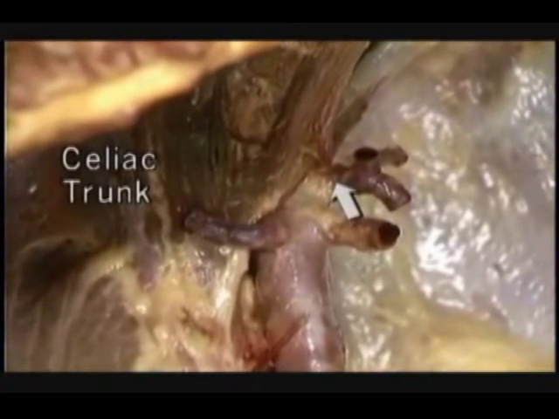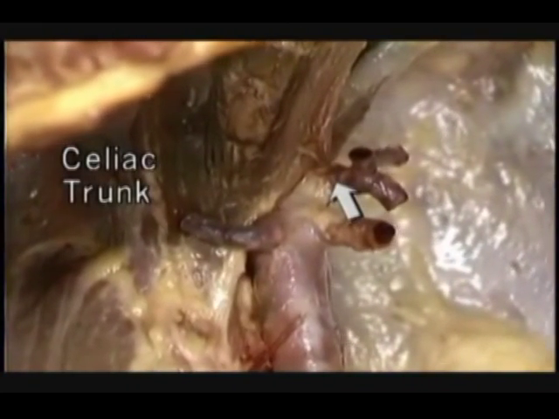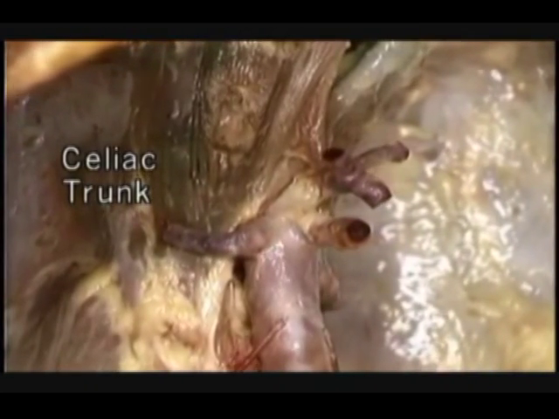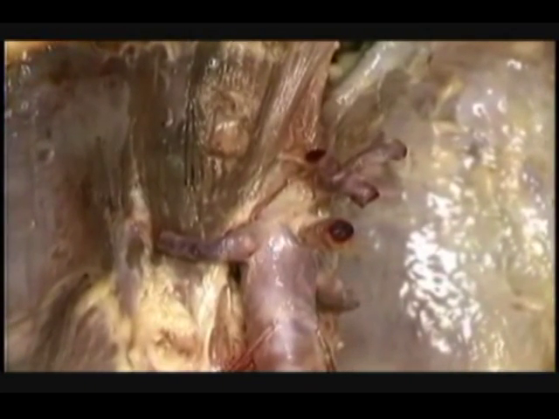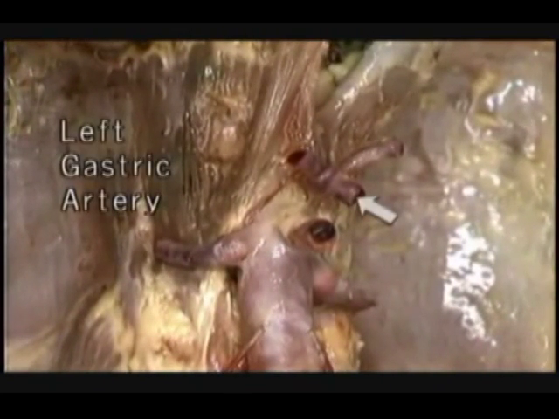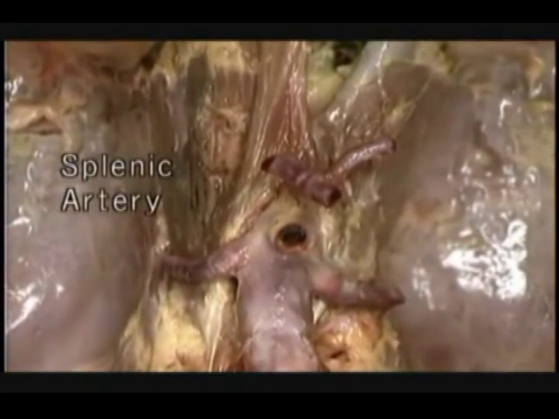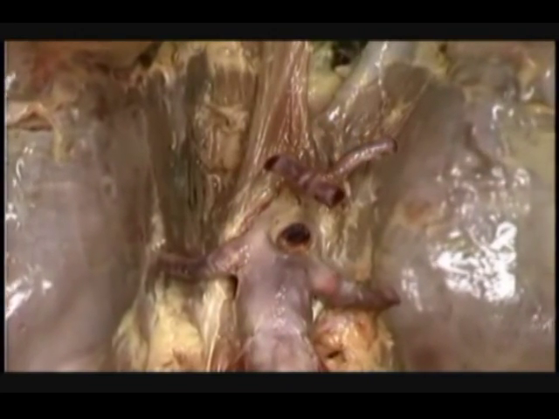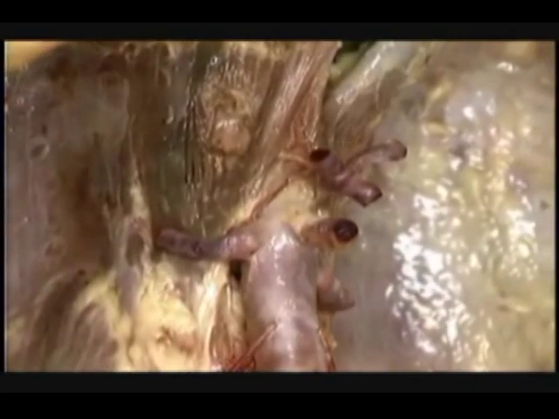The celiac trunk arises immediately below the margin of the aortic opening at the level of T12. It divides into three branches: the common hepatic, the left gastric, and the splenic. Between them, these supply the liver, stomach, duodenum, pancreas, and spleen.